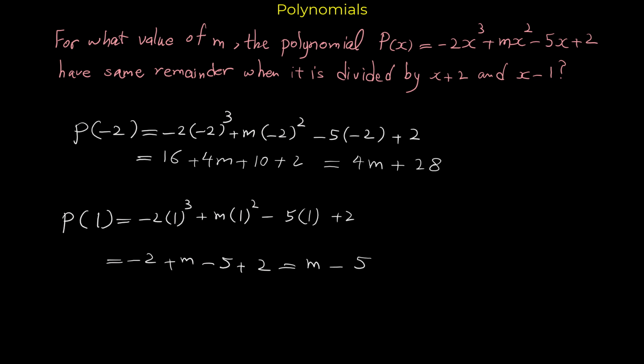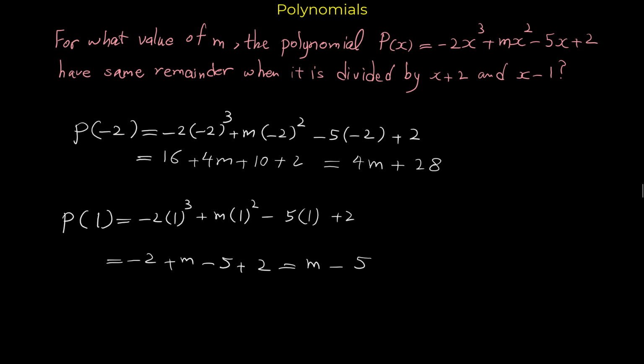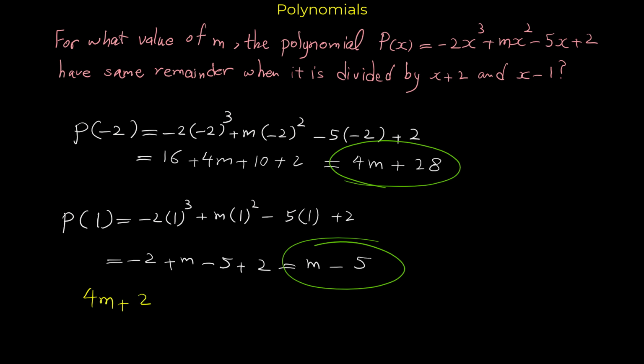Now, when we divide this polynomial by x plus 2, this is our remainder. When we divide this polynomial by x minus 1, this is our remainder. Now our job is to find m such that we have the same remainder. So we have to figure out what value of m makes these two remainders equal to each other. So we have to set 4m plus 28 equal to m minus 5.